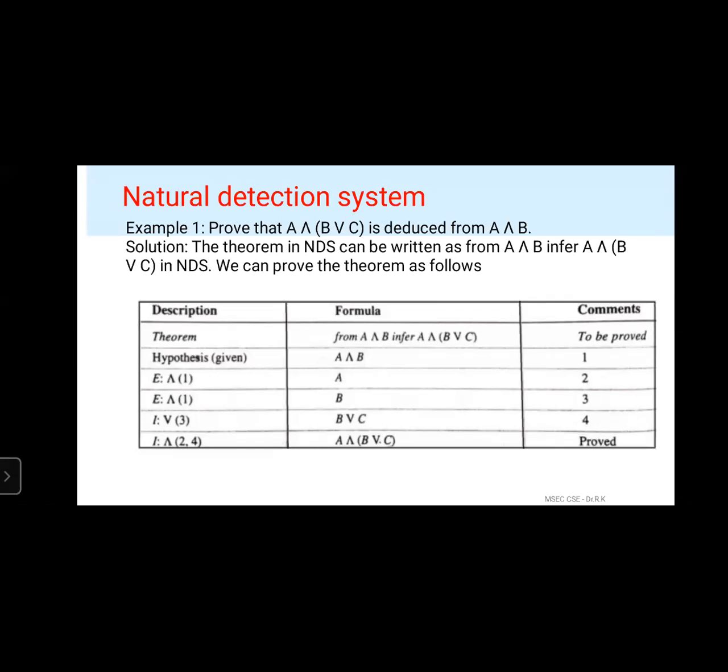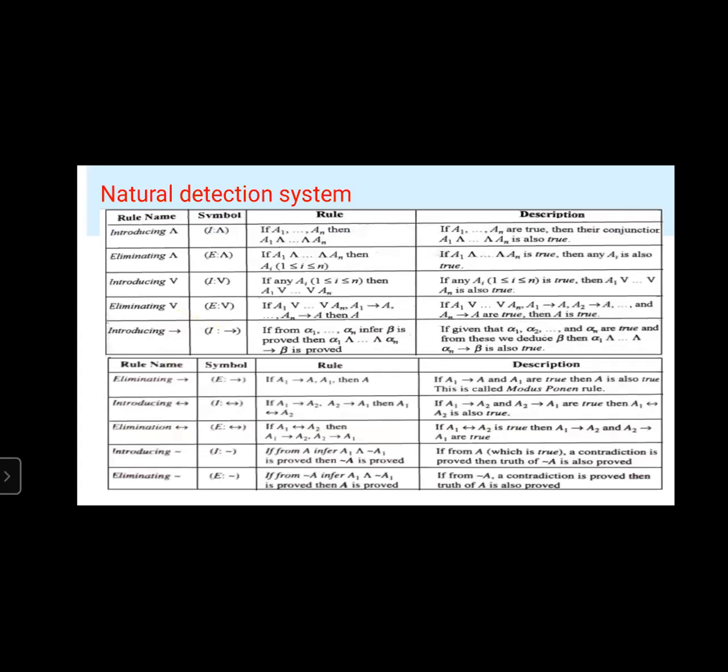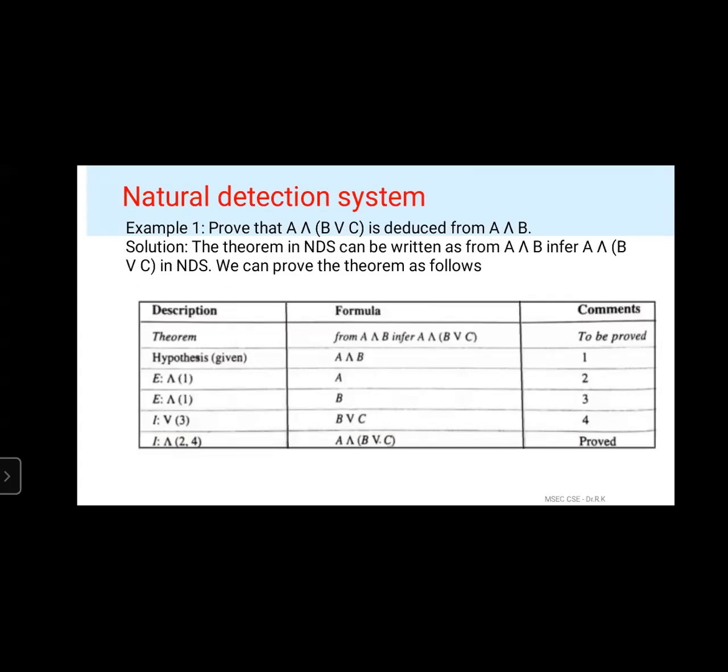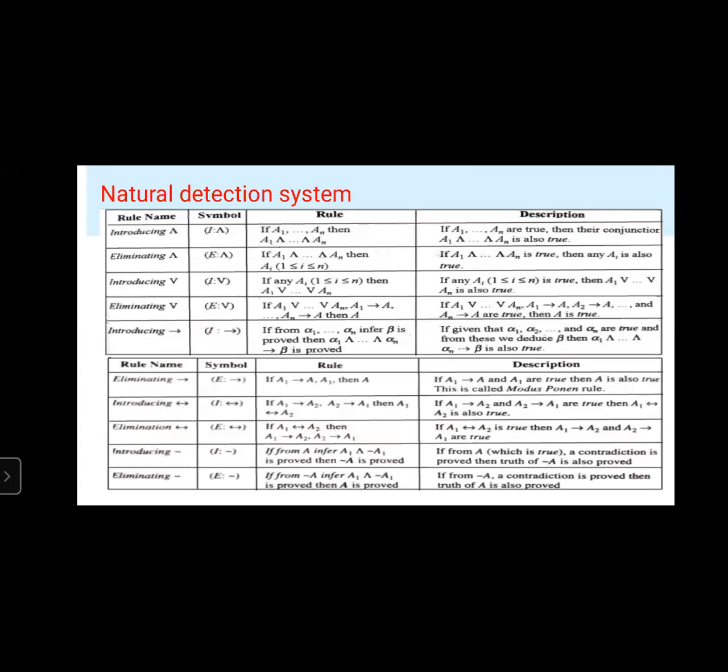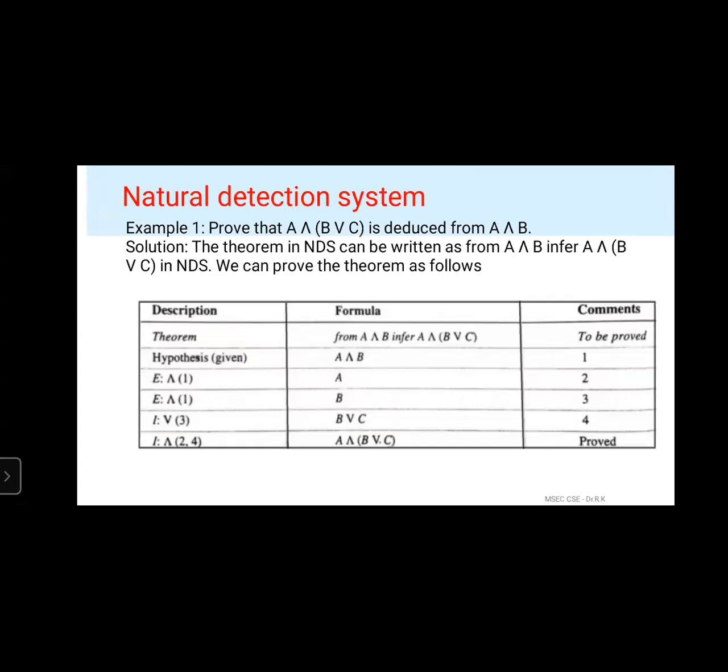Now let us see. That means by introduction or by elimination, we need to prove the theorem, right? So E: and of 1. That is the second one. E: and of 1. If I write like that, I'm going to get the last one, that is A.